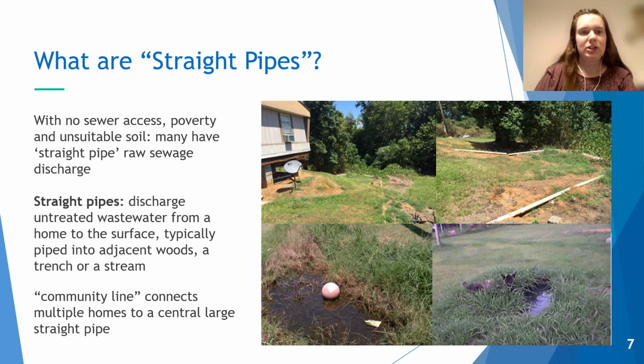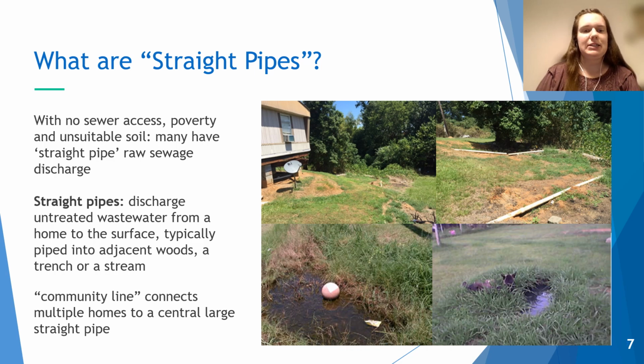Some of the residents that don't have access to sewer service and are living in poverty on unsuitable soil, some of them have resorted to using straight pipes, which are raw sewage discharges. The straight pipes discharge the raw wastewater onto their lawn or a nearby trench or forested area. The main difference between a straight pipe and a failing septic tank system is a straight pipe moves the wastewater away from the property versus a failing septic system. The wastewater is typically just standing really close to the house.